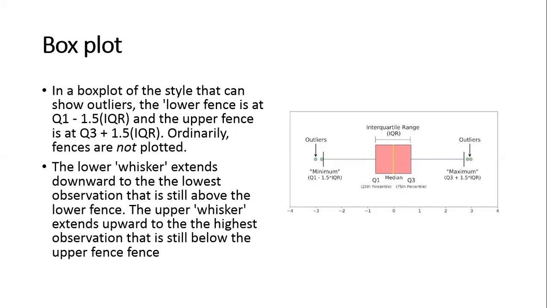Now, some box plots use fences. These lines are the fences. Some don't use fences. But where a fence is used, the position of the upper fence is computed using Q3 plus 1.5 times IQR. That is Q3 plus 1.5 times this gap, Q3 minus Q1.